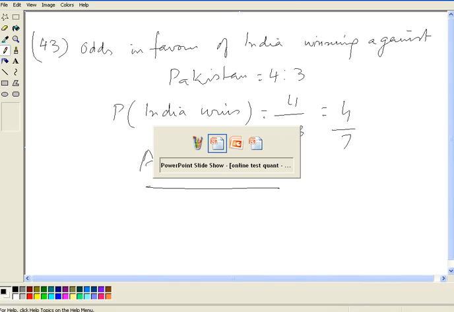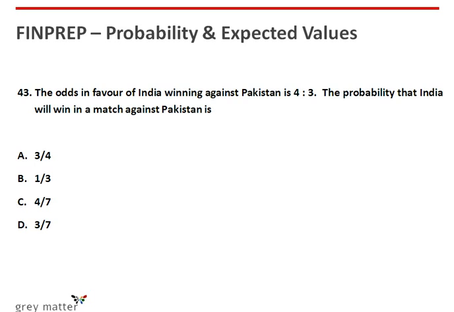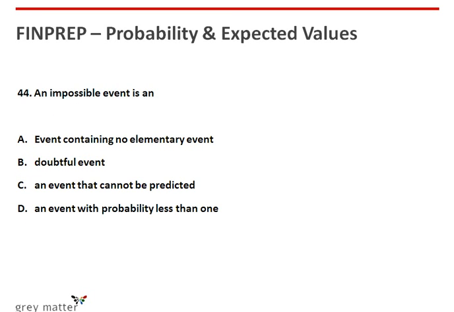Going to our PowerPoint presentation, it is option C, which is 4 by 7. 44th question: an impossible event is an event containing no elementary events. This is as per the definition of impossible events. So the option is A, which is event containing no elementary events.